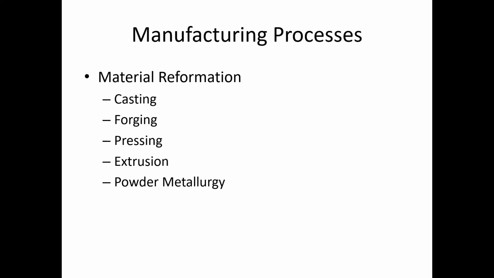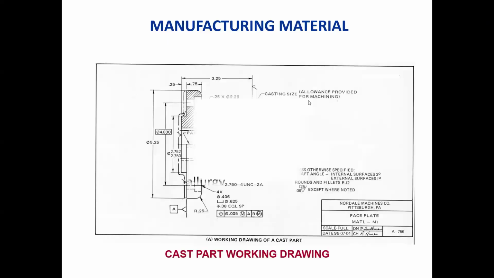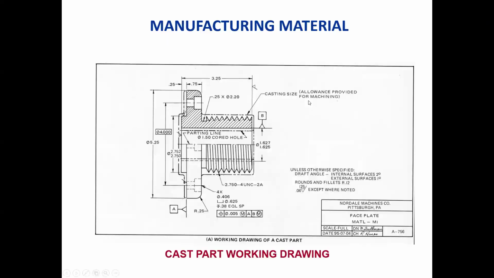Okay, so anyway, we'll get into that. But why those manufacturing processes are important is because each of them may have additional information that needs to be on a drawing. So a lot of times you will see on parts that are cast, you'll see things that maybe you don't see on other drawings.